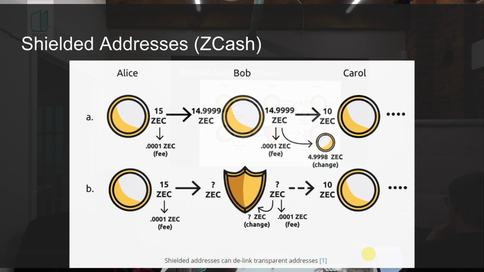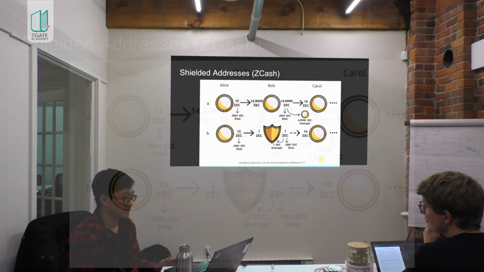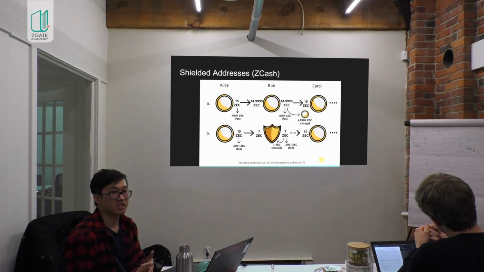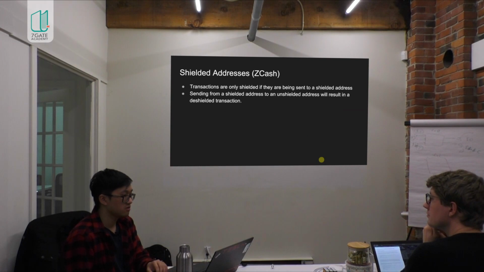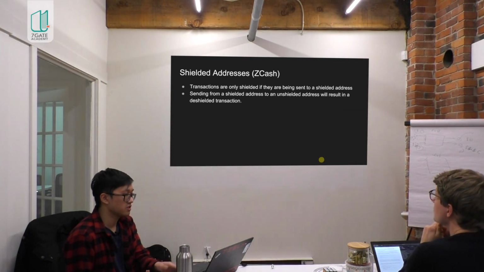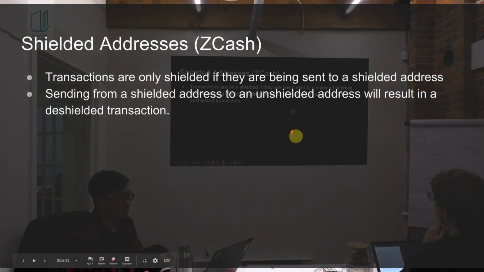And it's also worth noting that privacy is a scary thing, especially when it comes to regulators. And if you need to do things like anti-money laundering, you can't have private transactions. So a lot of exchanges will let you trade Zcash, but they won't let you send it from a shielded address. Yes, so sending from a shielded address to an unshielded address will result in a de-shielded transaction.